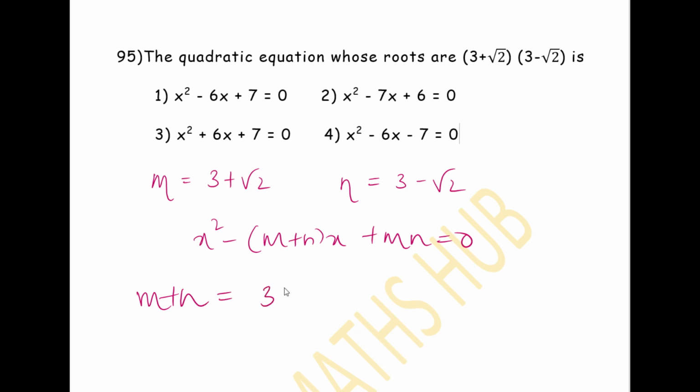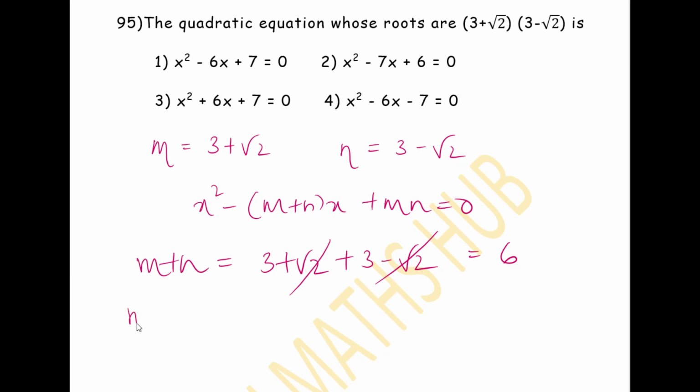M plus n equals 3 plus root 2 plus 3 minus root 2. Plus root 2 minus root 2 will cancel. We get 3 plus 3 is 6. In the same way, we need to find out m into n. What is m into n? 3 plus root 2 and 3 minus root 2. We get (a plus b)(a minus b), therefore a square minus b square, that is 3 square minus root 2 square, we get 9 minus 2, we get 7.